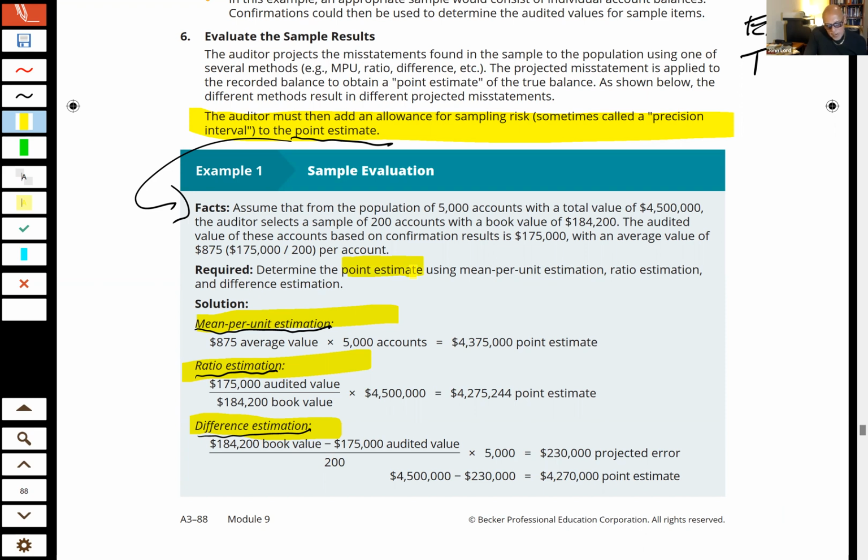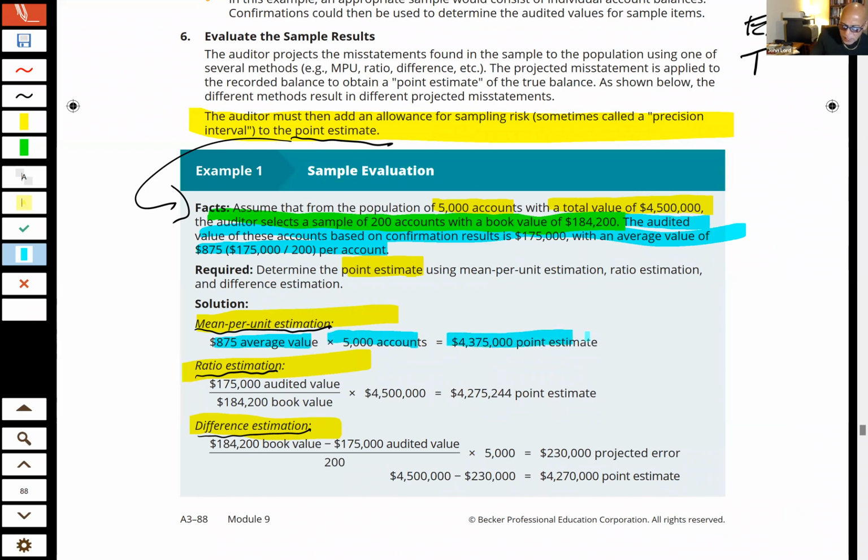Now you come over and they tell us that the population is 5,000 and the book value is 4,500,000. The auditor selects 200 accounts with a book value of 184,200. The audited value based on the confirmations is 175,000, with an average value of 875. So we took the 175,000, the total of our audited values. We sent out the confirmation, and they came back different from what the client was saying, right? We divided that by the number of accounts that we looked at, and we came up with the average value. Now we take this average value, which we came up with using the audited values, times the number of accounts in the population, and we have our point estimate.